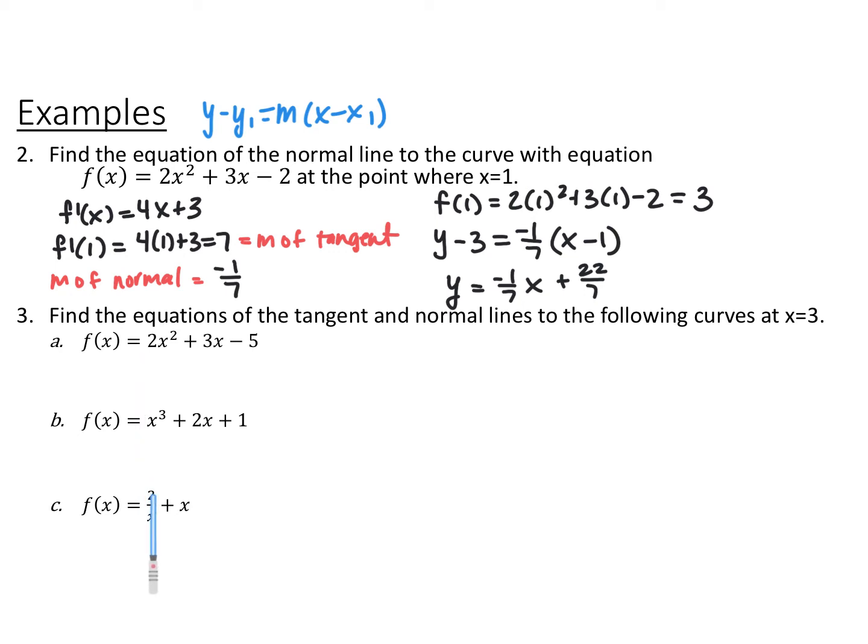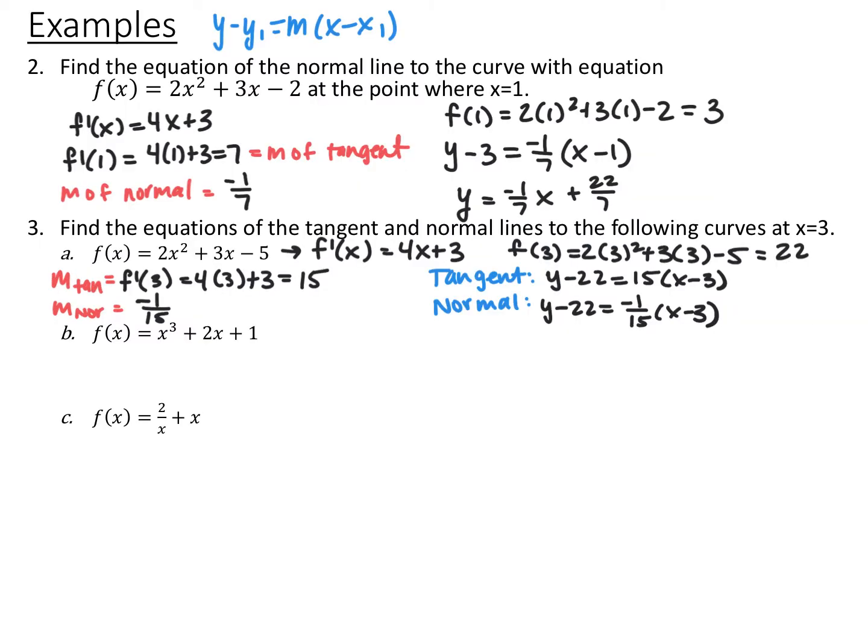So here's 3 more functions, and we want to find the equations of the tangent and normal lines for all 3 functions at the point x equals 3. So go ahead and pause the video and try number 3. So for part A, f of x equals 2x squared plus 3x minus 5. So I found the derivative f prime of x, but it actually ends up being the same as the derivative for number 2, 4x plus 3.